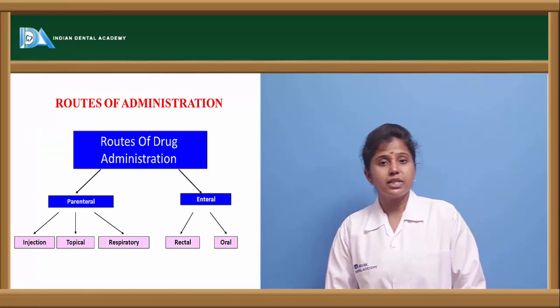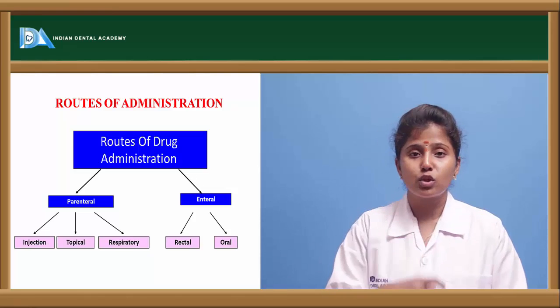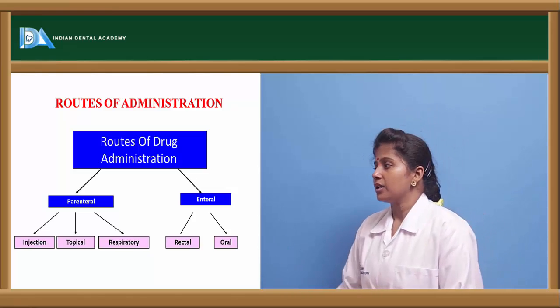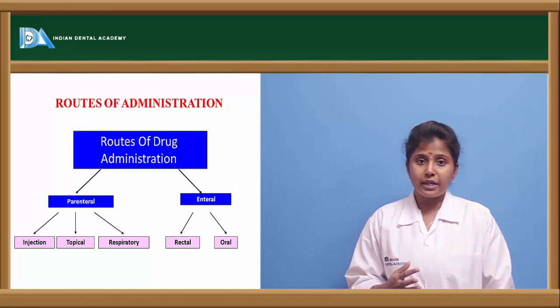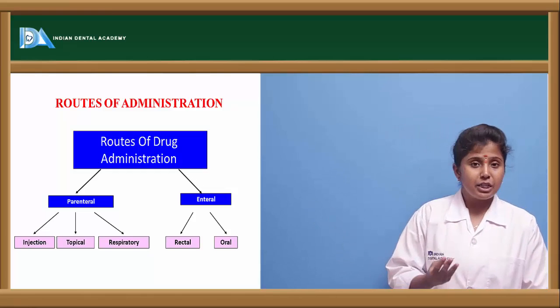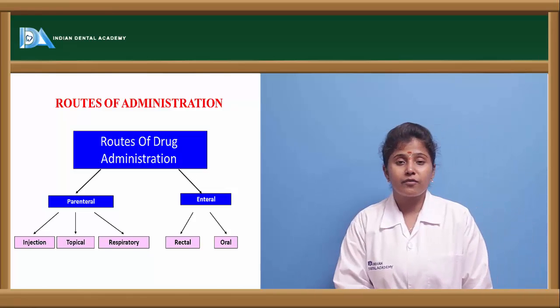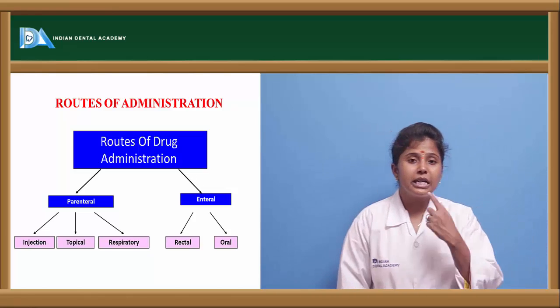So now let us see how the drug is administered. There are various routes of administration in man. The routes of administration are either parenteral or enteral. Through the parenteral route, it is given in the form of injections, in the form of topicals, and in the form of inhalations.